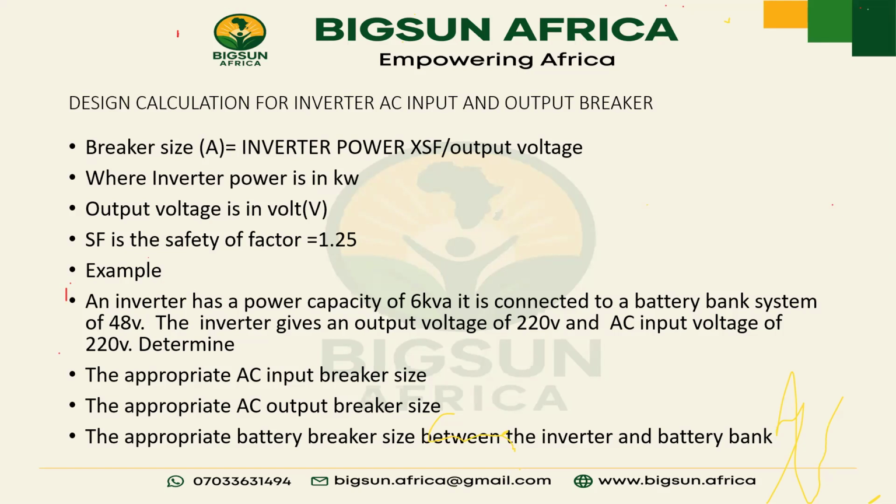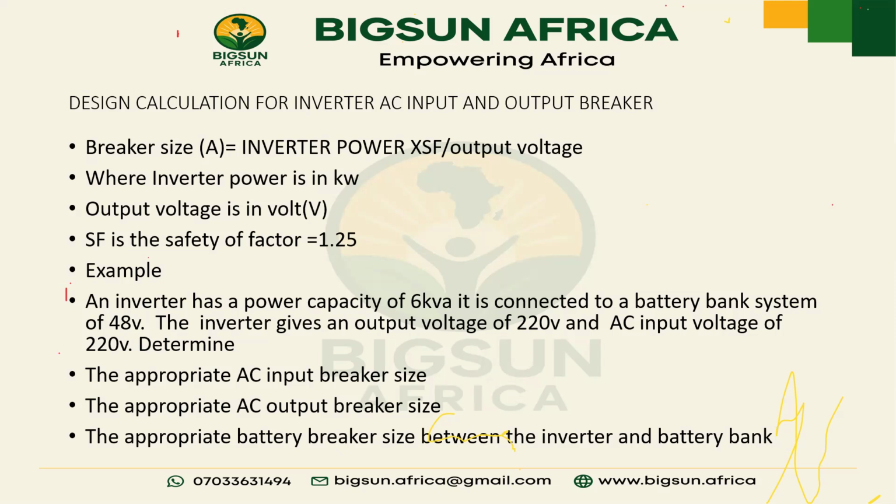Sir, please can you say that again? I said whenever you have a 5 kVA inverter, always make sure that your AC input does not exceed 30 amps. Then the output should not exceed 20 amps.